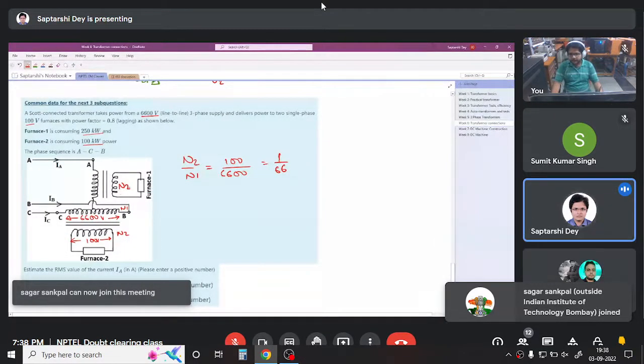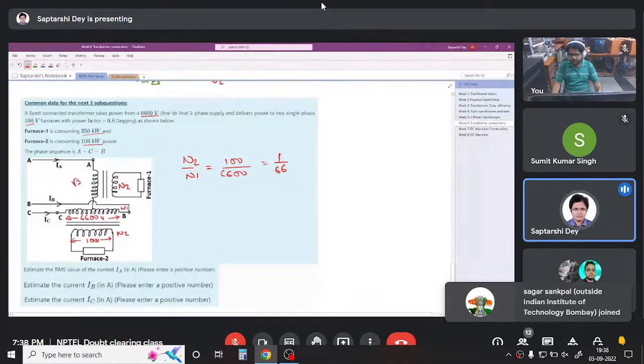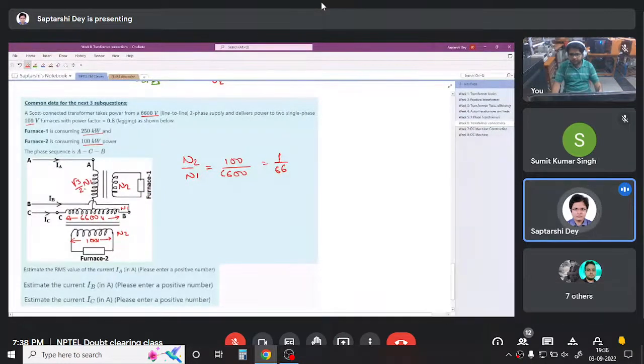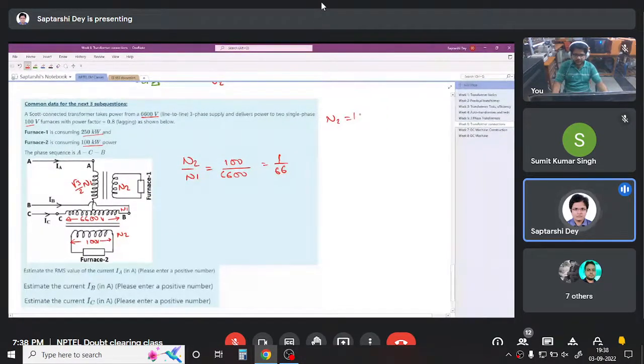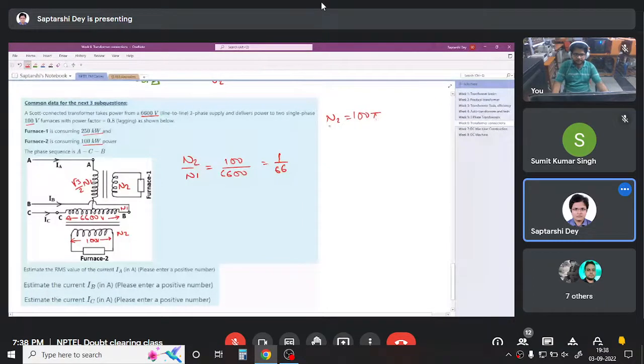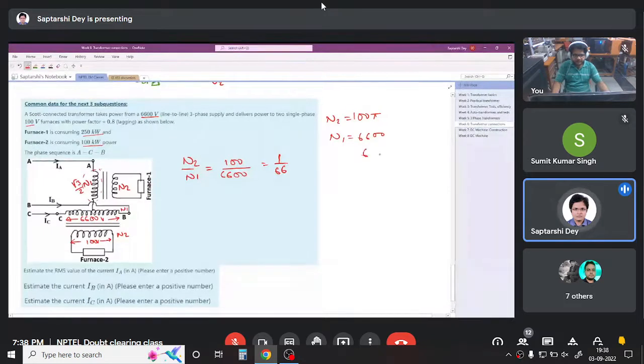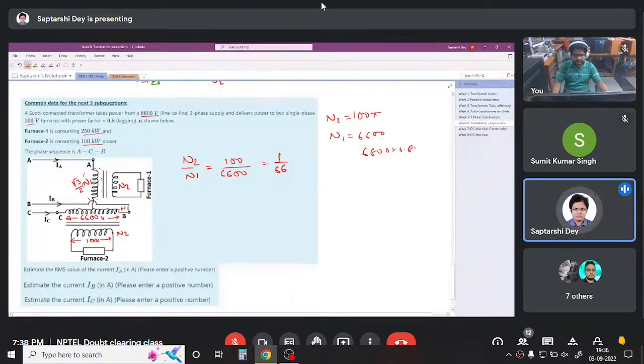and this has root 3 by 2 N1 number of turns. So let us write, it is not given, can be something else also. Let us write N2 has 100 number of turns. Then N1 will have 6600, and this primary will have 6600 times 0.866 turns. Okay, right. Now, furnace 1 is consuming 250 kilowatt of power.